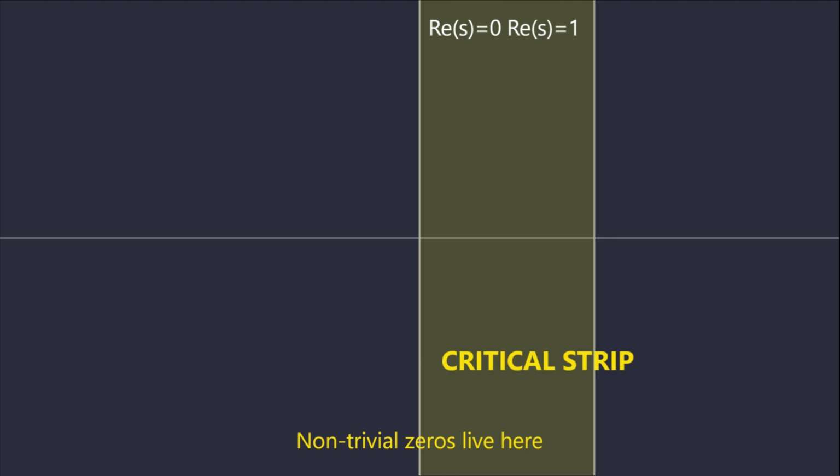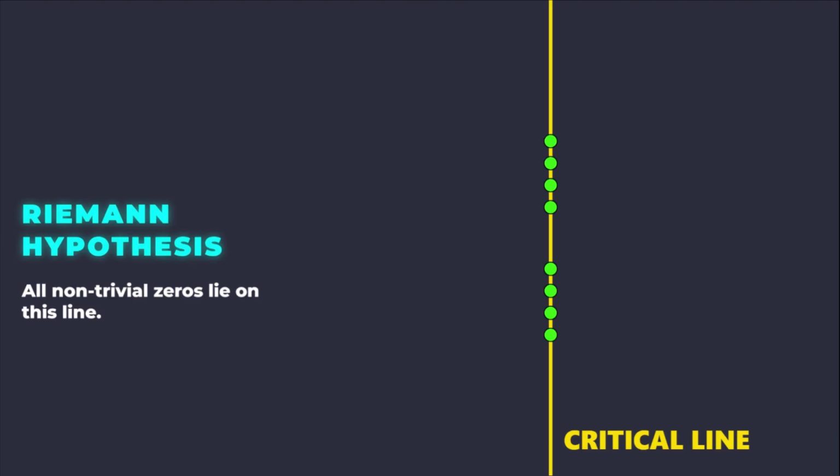The non-trivial zeros are confined to a specific region of the complex plane called the critical strip. This strip is defined by the condition that the real part of s must be strictly greater than 0 and strictly less than 1. The functional equation ensures that if s is a zero, then 1 minus s is also a zero, reflecting the symmetry across the line real part of s equals 1/2. Furthermore, if s is a zero, its complex conjugate s bar is also a zero, reflecting symmetry across the real axis. These symmetries mean that we only need to search for zeros in the upper half of the critical strip, specifically where the imaginary part of s is positive.